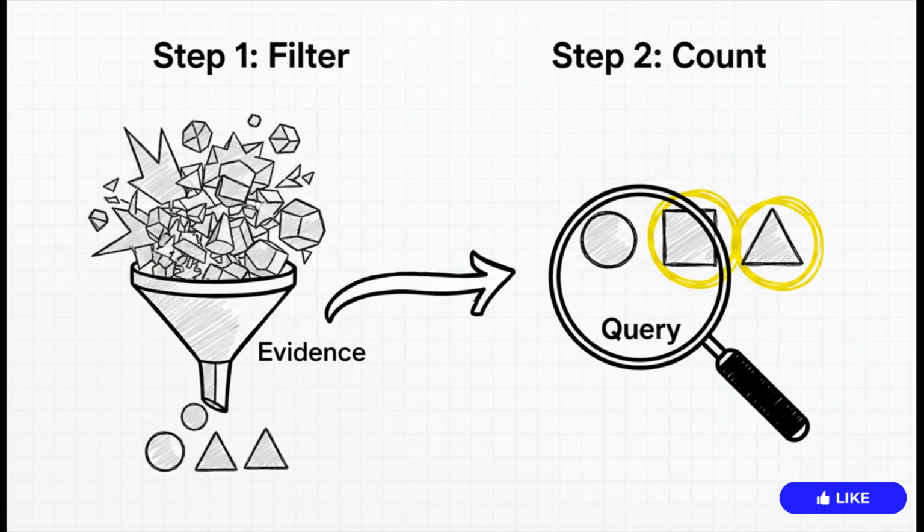So let's just zoom out for a second. That problem that looked so intimidating at the start, with all its parts and pieces, was just solved with a simple 2-step filter. Filter by the evidence, then count for the query. That's the power of this method. It cuts through the noise.